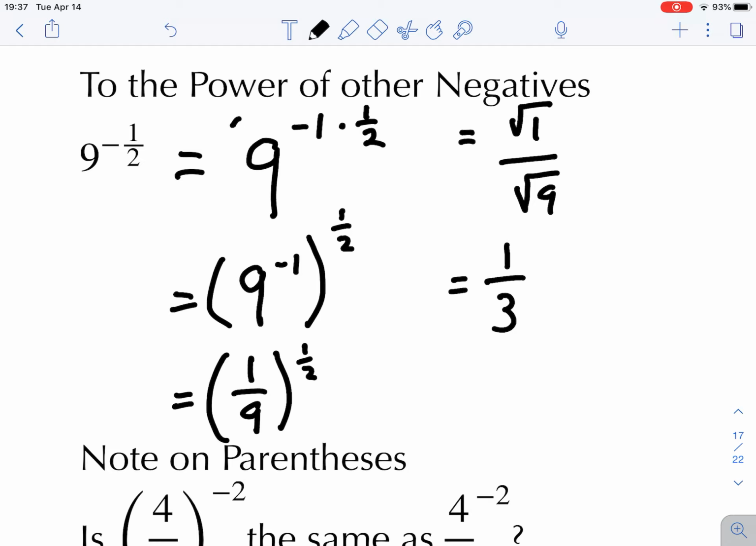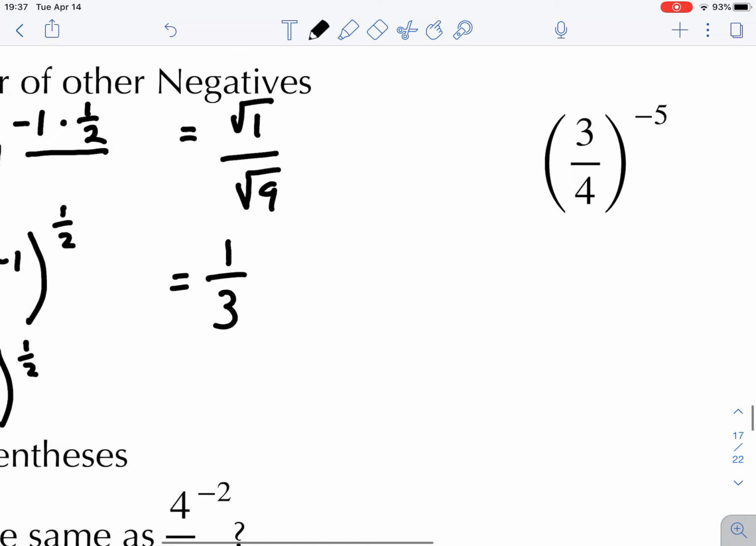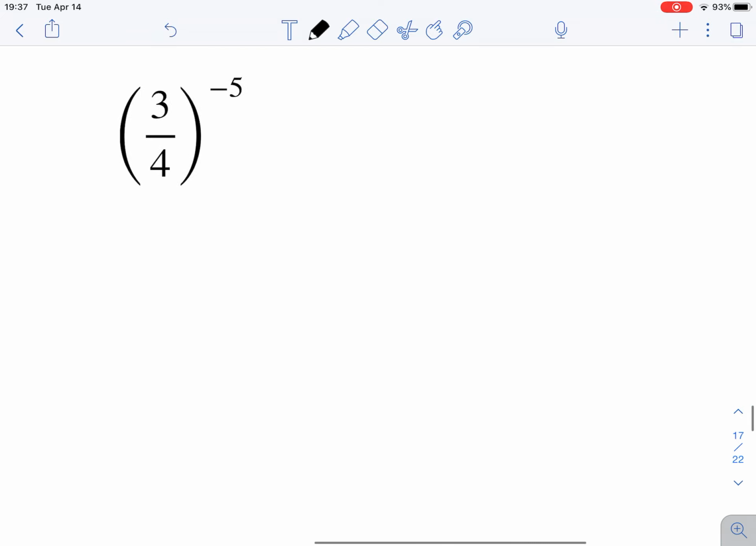Now that seemed like a lot of work. It was. All the steps should be familiar to you. And once you've done this a few times, you'll get the patterns down and you'll be able to do this without showing so much work. And sometimes it's easier to do the reciprocal at the end, right? I can write this the other way, 1/2 times negative 1. Then I do the square root first, then I reciprocal it. That's what we're going to do in the next one.